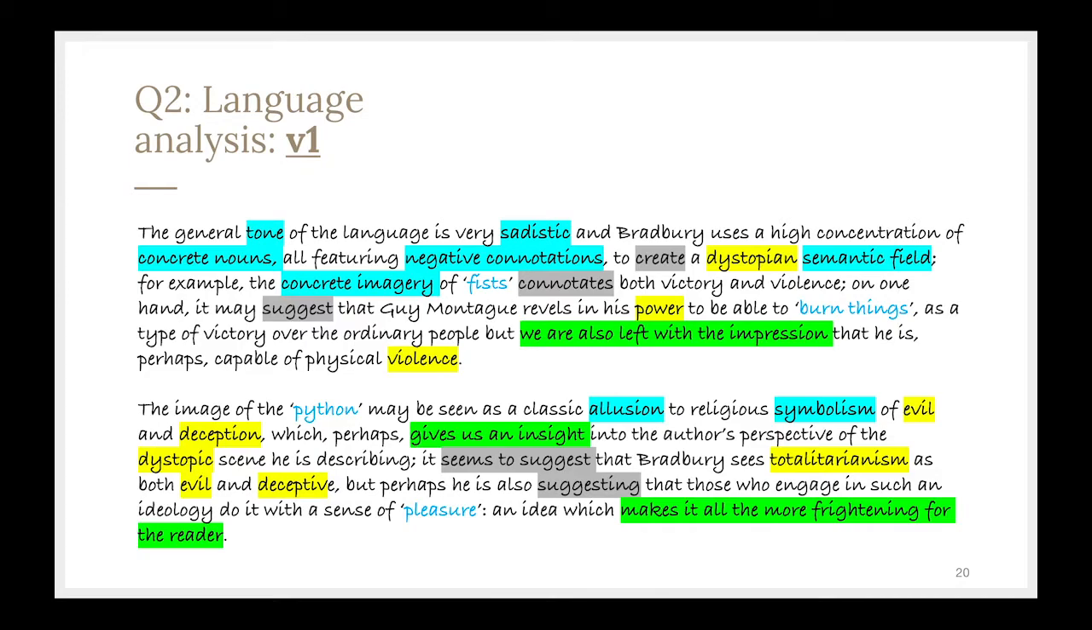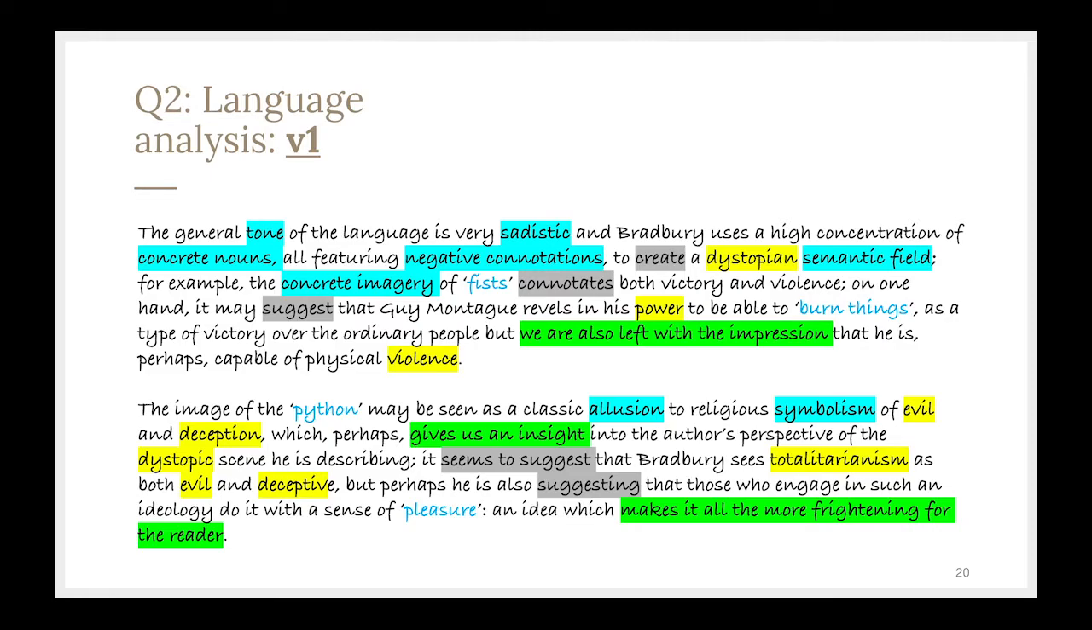So the general tone of the language is very sadistic, and Bradbury uses a high concentration of concrete nouns, all featuring negative connotations, to create a dystopian semantic field. For example, the concrete imagery of fists connotes both victory and violence. On one hand, it may suggest that Guy Montag revels in his power to be able to burn things as a type of victory over the ordinary people. But we are also left with the impression that he is perhaps capable of physical violence.